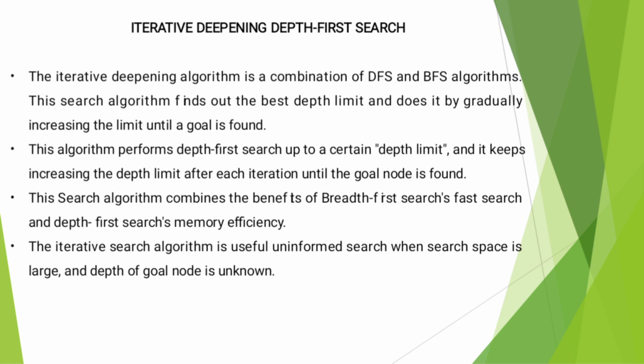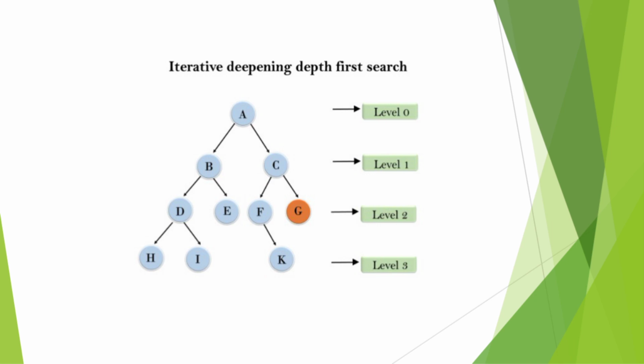The iterative deepening search algorithm is useful for uninformed search when the search space is large and the depth of the goal node is unknown. Here is the iterative deepening depth first search algorithm tree structure. It starts from the first node, then the next level, then the next level, and the final terminal node is G.